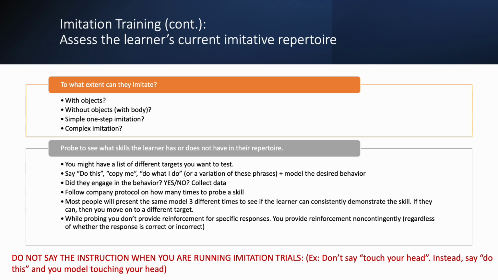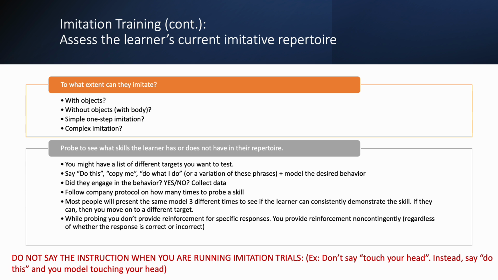But I am not going to say, clap your hands, and then I clap my hands, okay? Those are two very different things. I'm going to say, do this, and then I'm going to present the model, which is me clapping my hands. I am not going to say, clap your hands. I'm not going to give them the instruction, because that is a completely different operant.